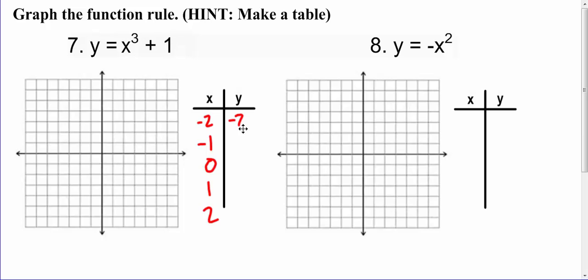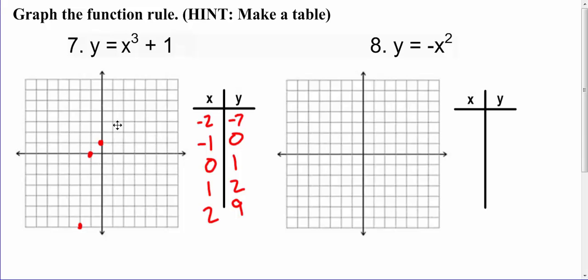-1 cubed is -1. Add 1, you get 0. 0 cubed plus 1 is 1. 1 cubed plus 1 is 2. And then 2 cubed is 8 plus 1, or 9. I know I'm doing that a little bit quick, but you guys are fast learners, so I'm assuming you'll be able to pick up what I'm doing here.